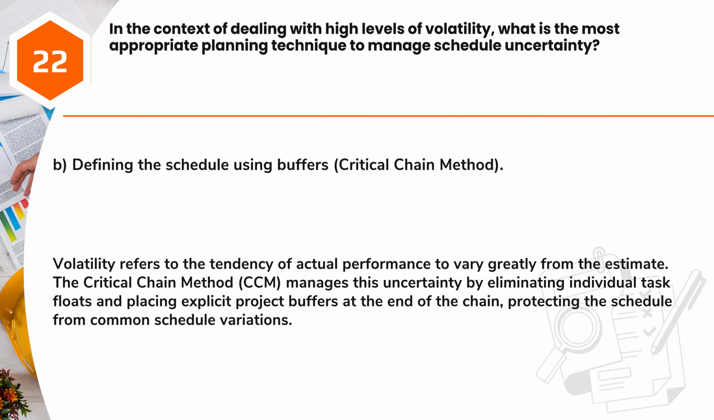Answer B. Defining the schedule using buffers, critical chain method. Volatility refers to the tendency of actual performance to vary greatly from the estimate. The critical chain method, CCM, manages this uncertainty by eliminating individual task floats and placing explicit project buffers at the end of the chain, protecting the schedule from common schedule variations.